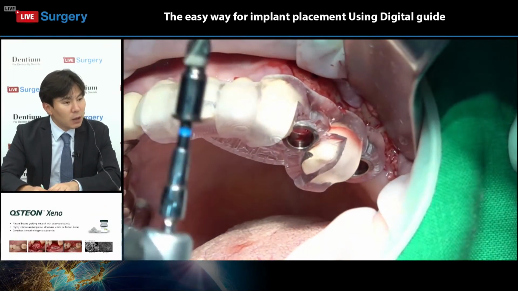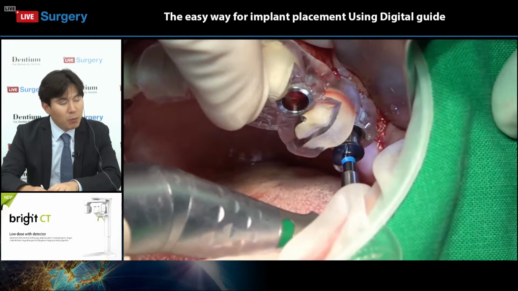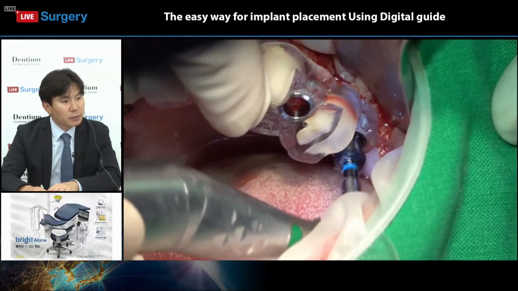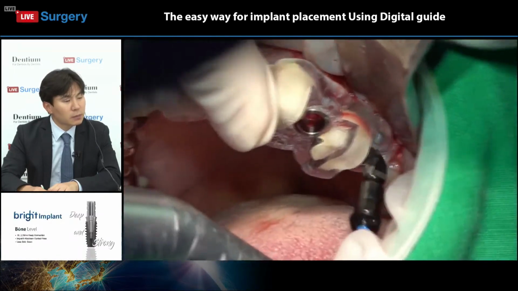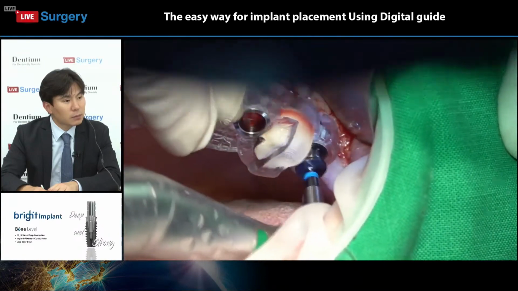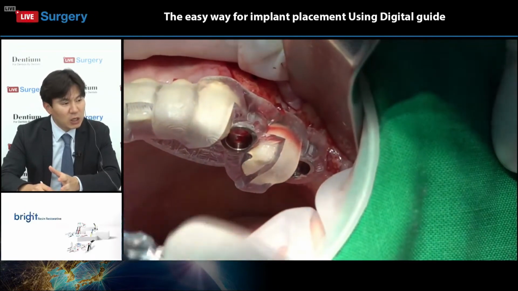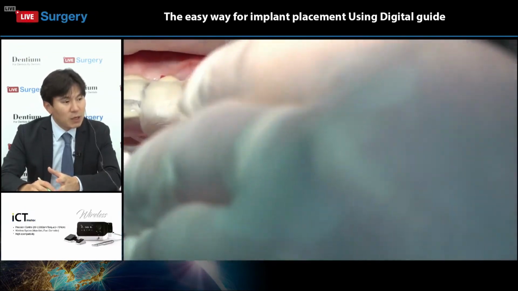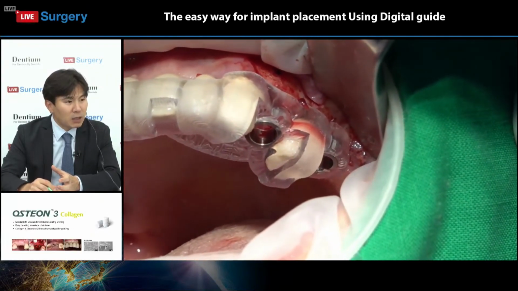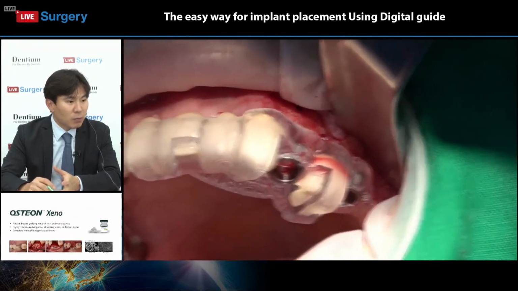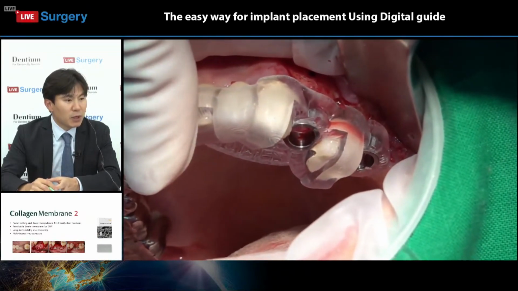He drilled for an implant with a diameter of 4.5 millimeter. I think this patient is old, and she may not have excessive biting force. So that's why Dr. Park does not want to place a wide diameter implant.